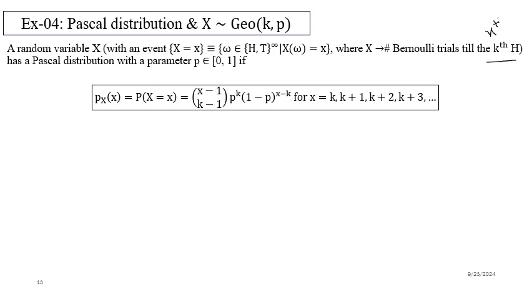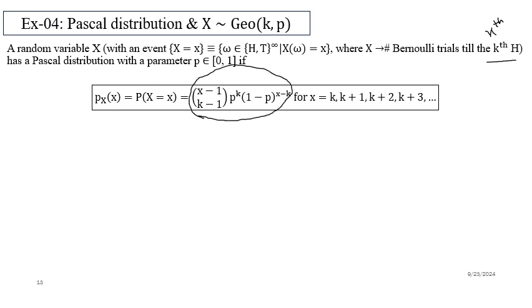In pronunciation, saying x successes doesn't sound good, k-th success sounds fine. So k-th success, where getting a head is the success. What is the probability mass function at x? We are talking about the probability that X observes a small x, and if you simplify it, it comes in this form.